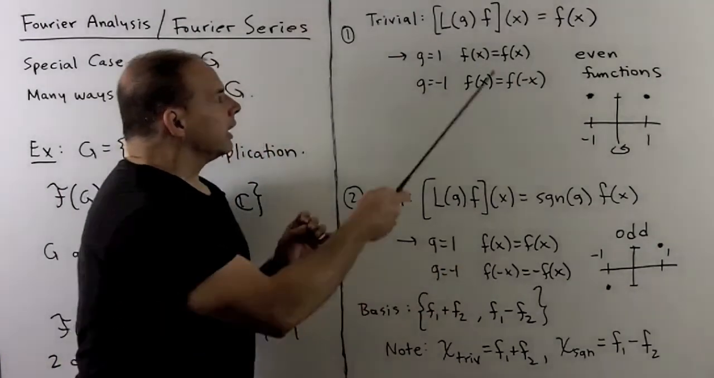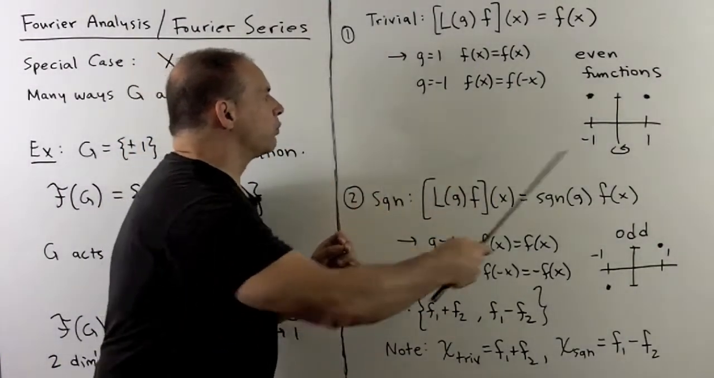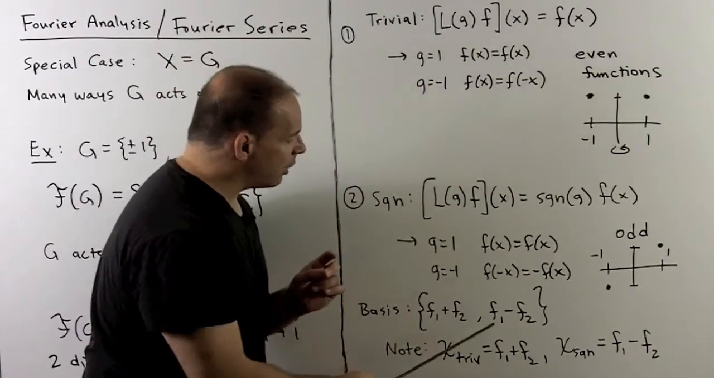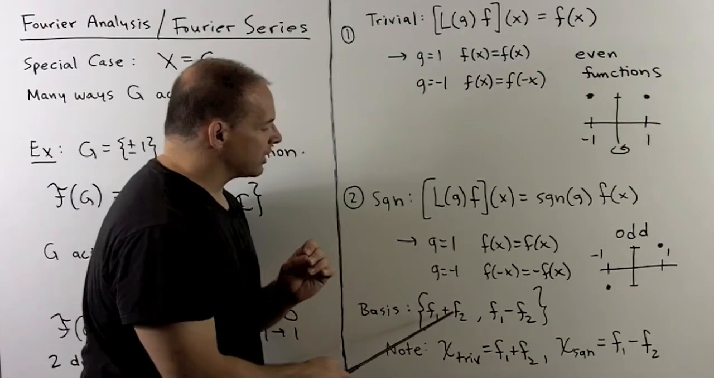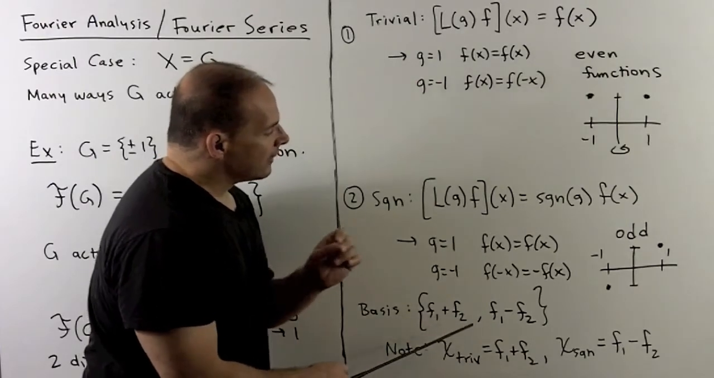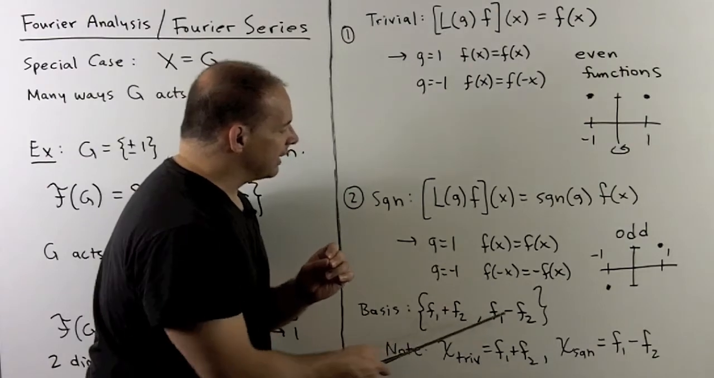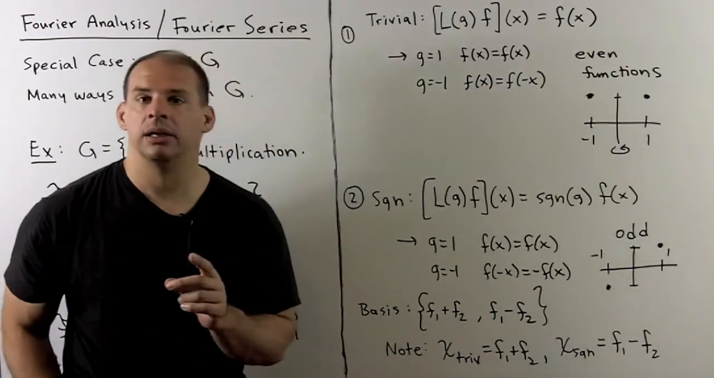So if we break things down in terms of representations, I'm going to have another basis. Trivial is going to be f1 plus f2, the evens. The odds are going to be spanned by f1 minus f2. Put them together, we get everything.